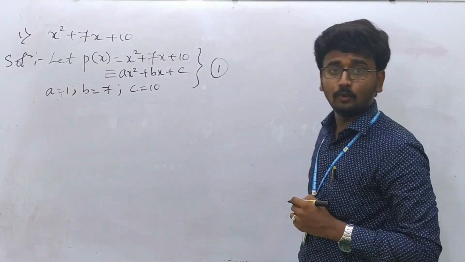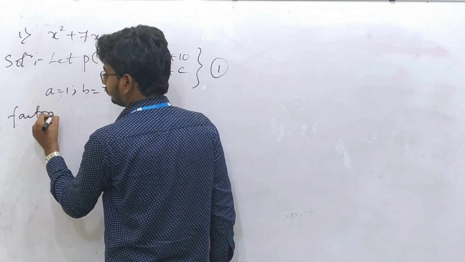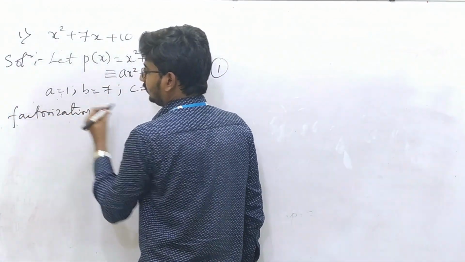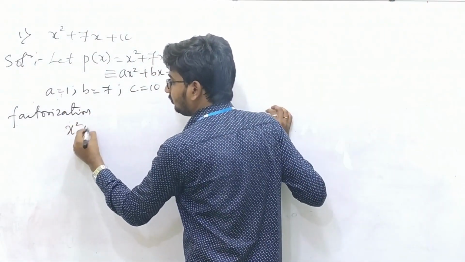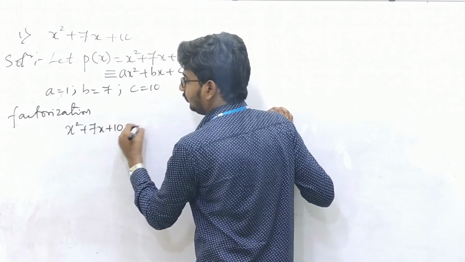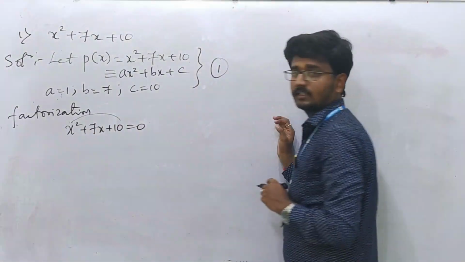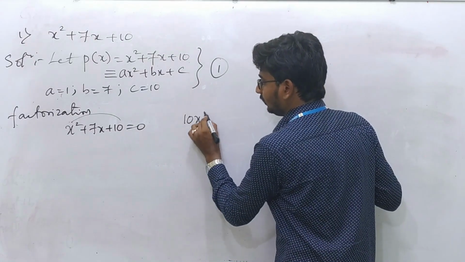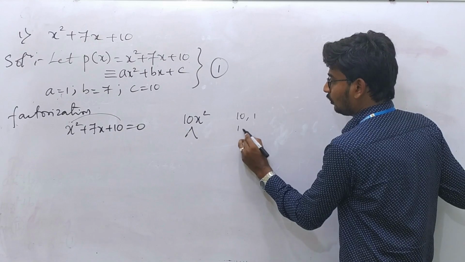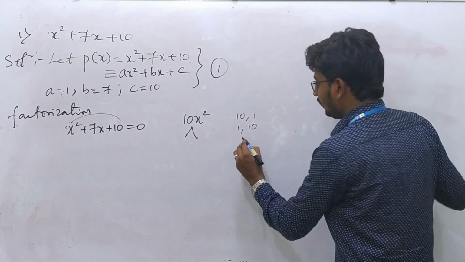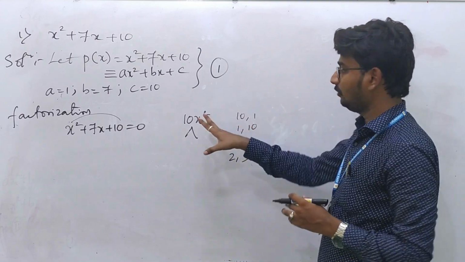Coming to step 2. Step 2 is factorization. How to factorize? Again, x square plus 7x plus 10 is equal to 0. Multiply last and first term, 10x square. What are the multiples of 10? Either 10 and 1, or 5 and 2. These are the multiples of 10.